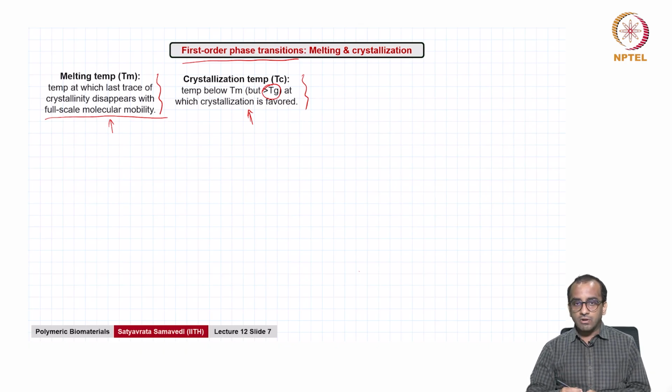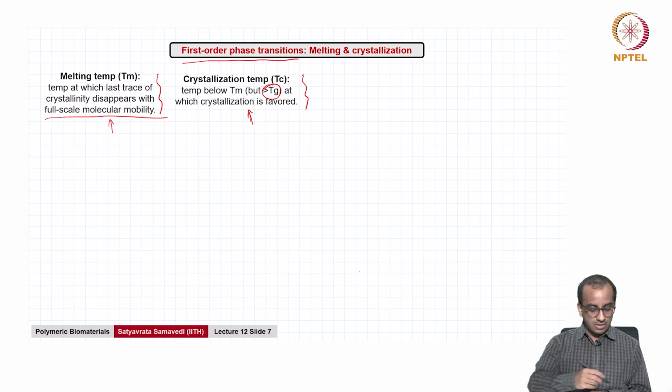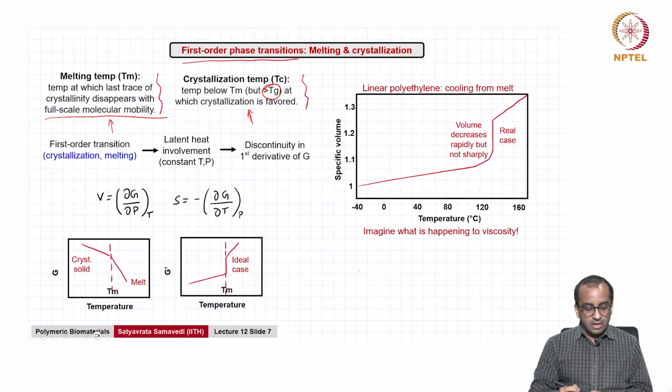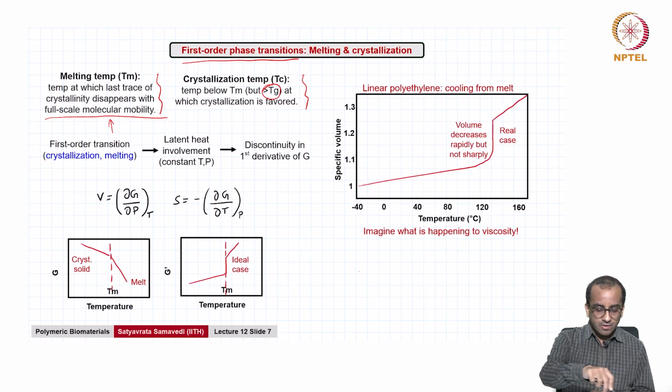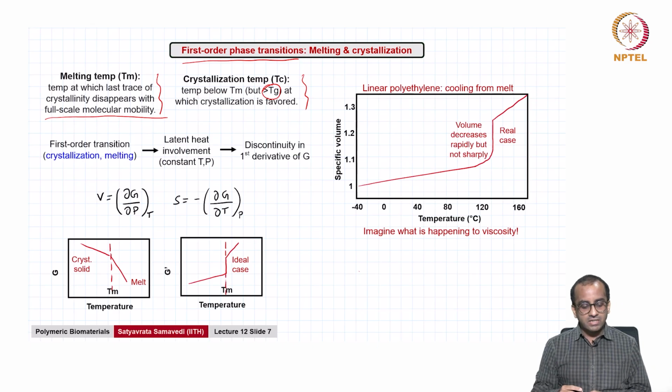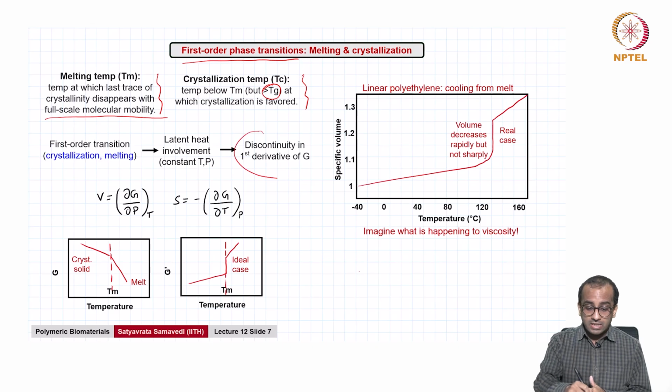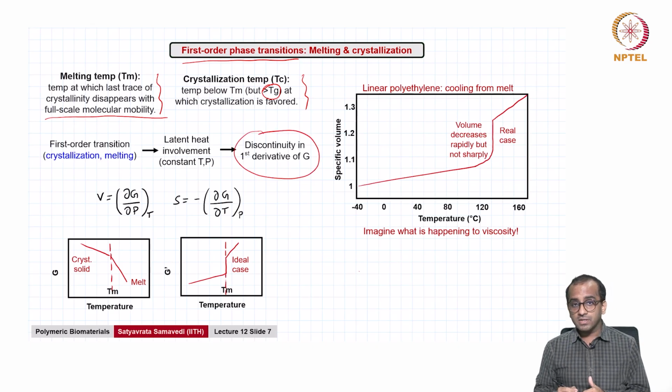Now why are these called first order phase transitions? That is because events like crystallization and melting happen at constant temperature and pressure and involve latent heat, and importantly they will show a discontinuity in the first derivative of the Gibbs free energy.